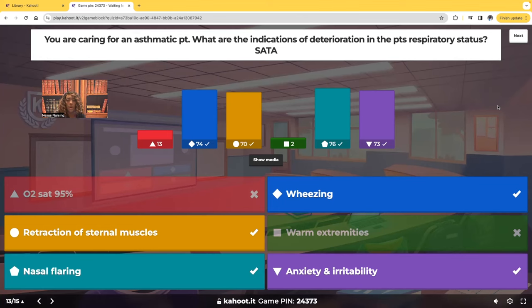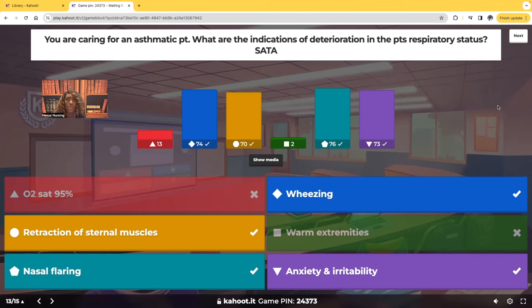Let's go over deterioration. That patient wheezing. You want to know why you're hearing wheezing? When you hear that wheezing sound, that's the sound of air trying to pass through an airway that's being occluded. Remember, the patient's having hyperconstriction of the airway. So that wheezing sound you hear is air trying to pass through an airway that's narrow.